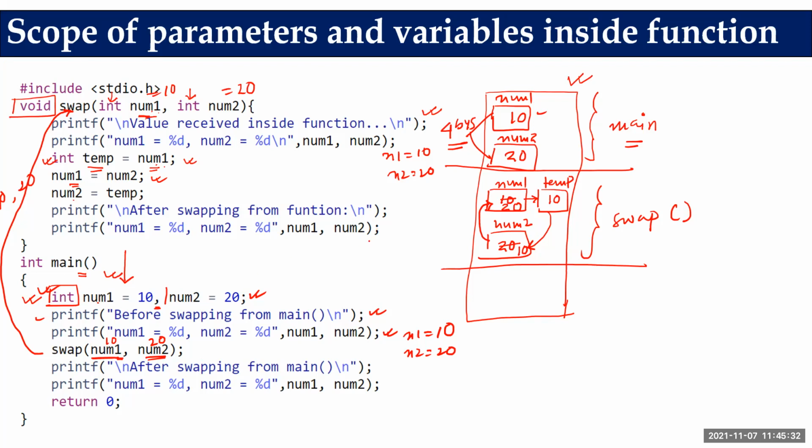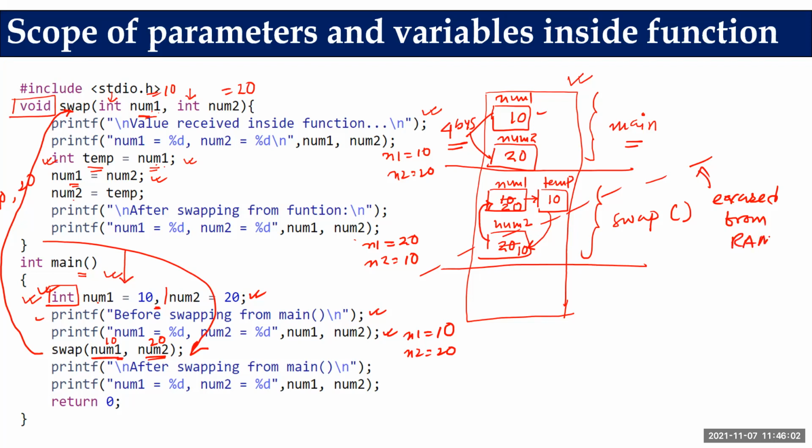So now when you print inside the function, it prints num1 equal to 20 and num2 equal to 10. Why? Because within the function it gets swapped. Now, when I come back to the same line from where I jumped to the body of the function, immediately that particular memory block, which was created due to the function call, will be erased from RAM. Erased from RAM. That particular memory block will be erased.